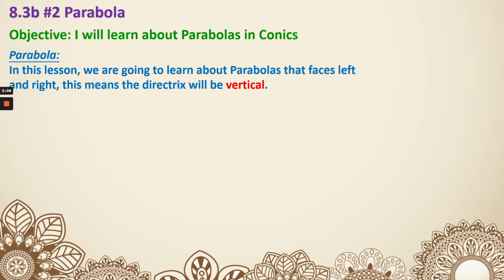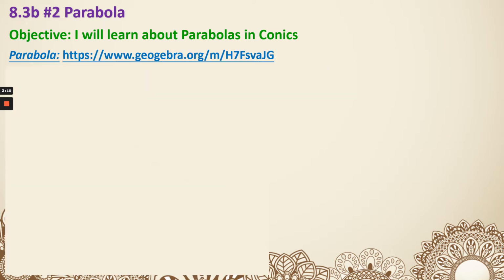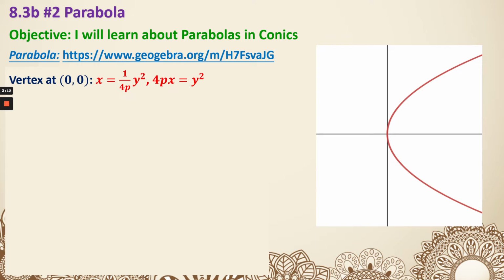In this lesson, we are going to learn about parabolas that face left and right. This means the directrix will be a vertical line. Now, vertex at (0, 0). When x equals 1 over 4p times y squared, or 4px equals y squared. So this time it's basically saying, for example, x equals y squared. That is going to be facing left and right.